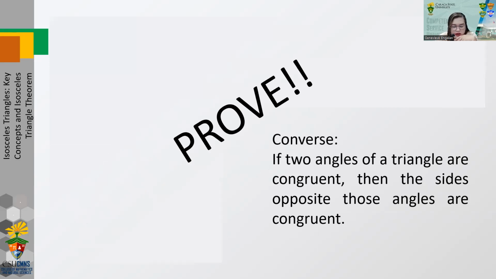So, dili siya required nga inyohang isubmit sa ako. So, you can solve this or ipa-check sa ako. Depende sa inyo, per exercise lang siya. Dili siya required nga answeran. So, i-try lang po ang answer basta hindi mo gawa sa exam. No? If two angles of a triangle are congruent, then the sides opposite those angles are congruent.